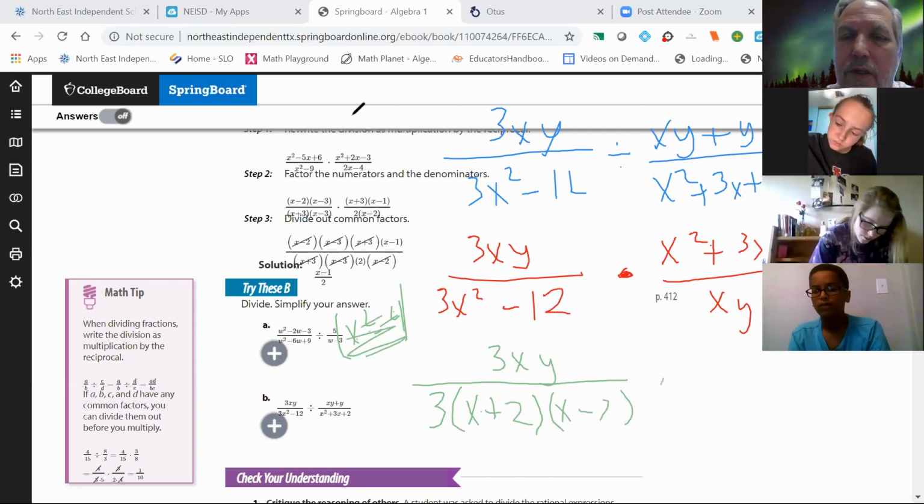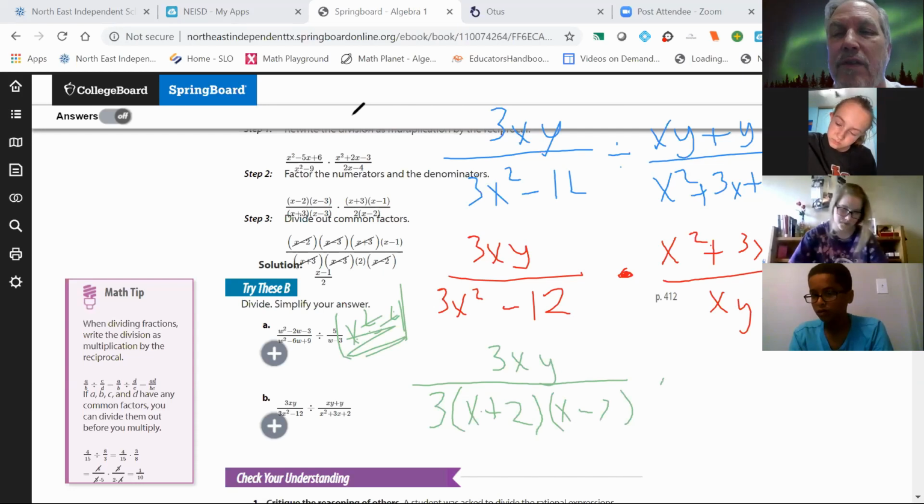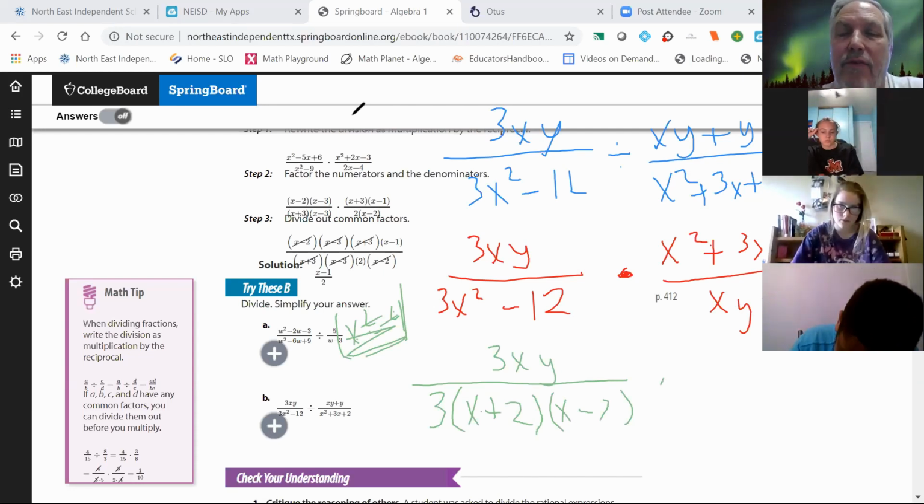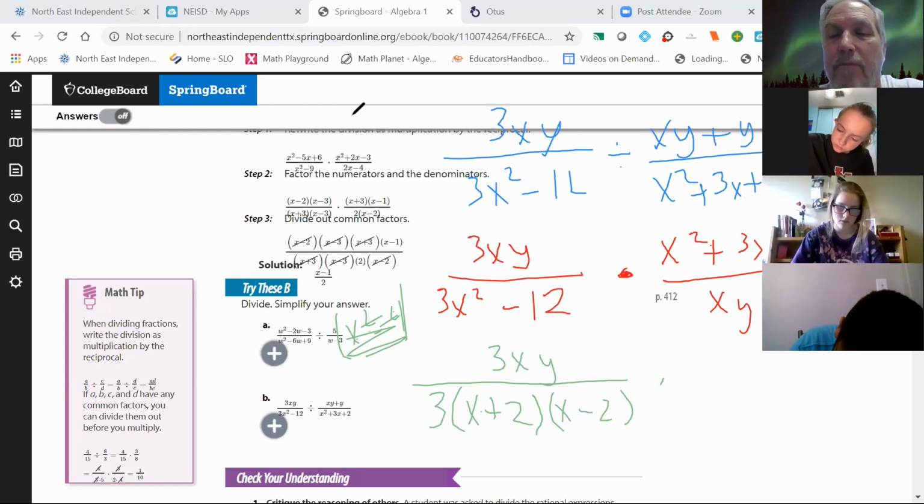Okay, and then we're going to do the x squared plus 3x plus 2. And that one does not have a greatest common factor. It is not a special product because it's a trinomial and 2 is not a perfect square. And so we just factor it in the usual way.